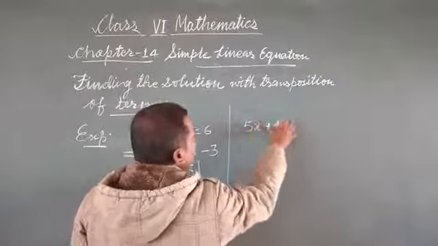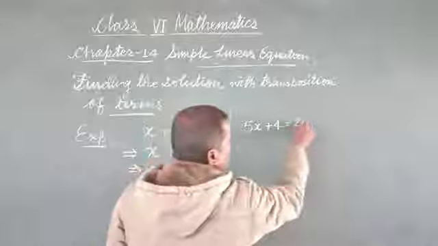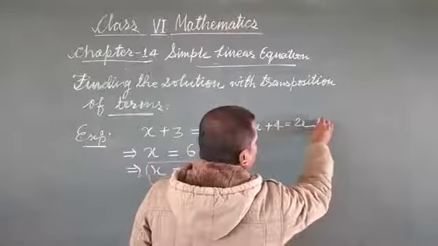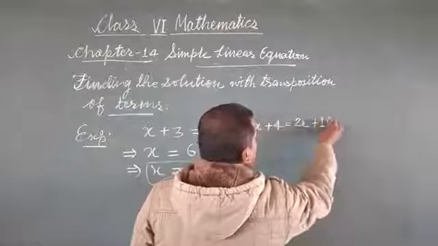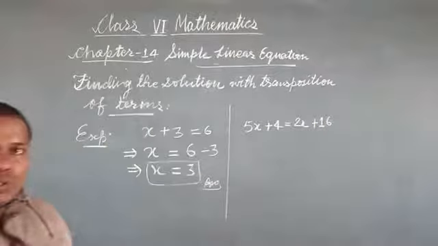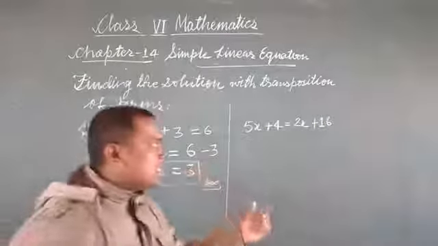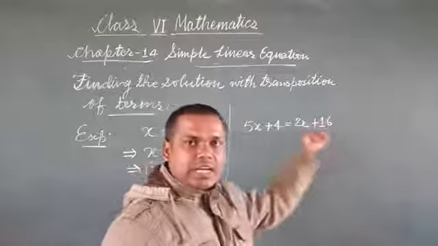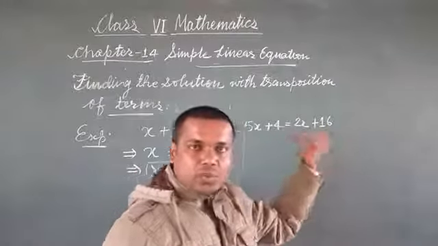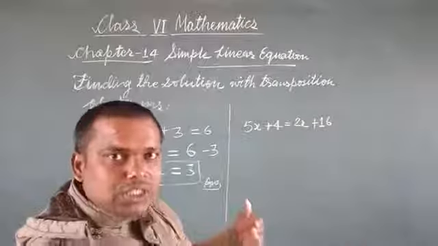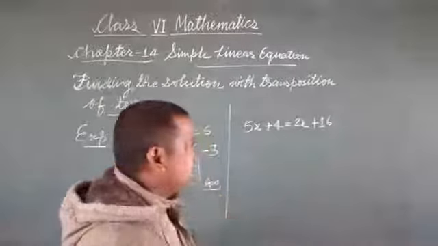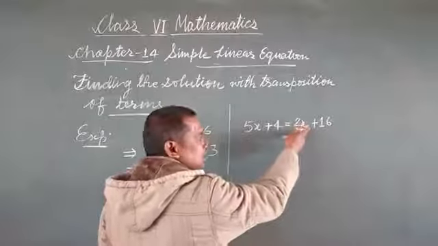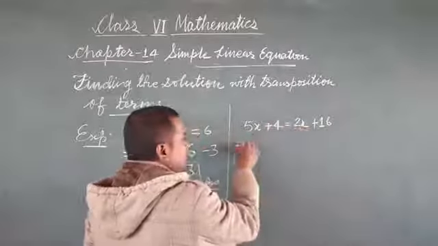5x plus 4 is equal to 2x plus 16. Now in this case, you are seeing x is on the left hand side of the equation and the right side of the equation. So we will transpose terms from left to right and right to left. Here constants will go to the right side and the terms containing variable come to the left side.